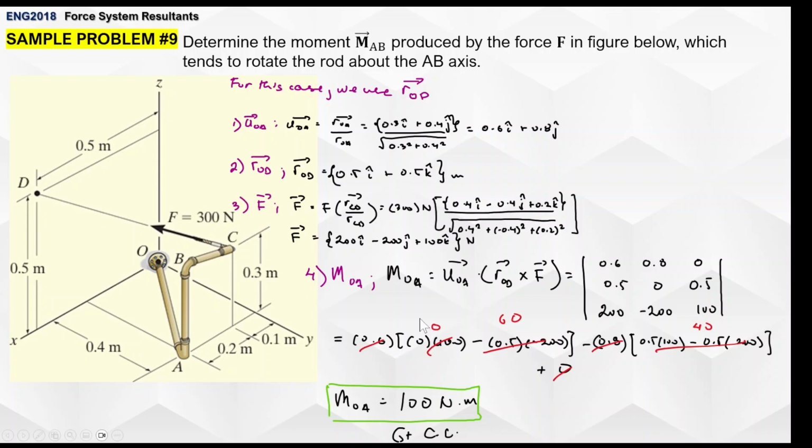So if asked the moment in Cartesian vector notation, all you have to do lang is multiply 100 Newton meter, is this one, by UOA. So 100 times 0.6 i plus 0.8 j. So that will yield you 60 i hat plus 80 j hat Newton meter.